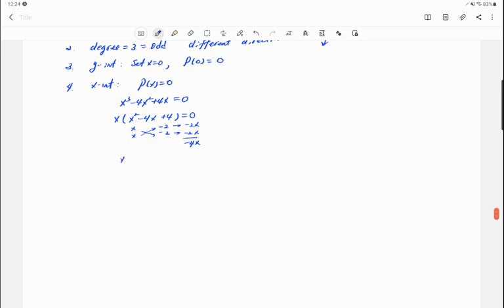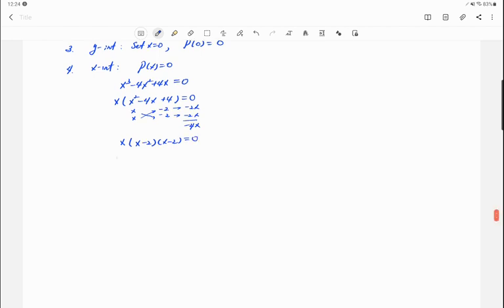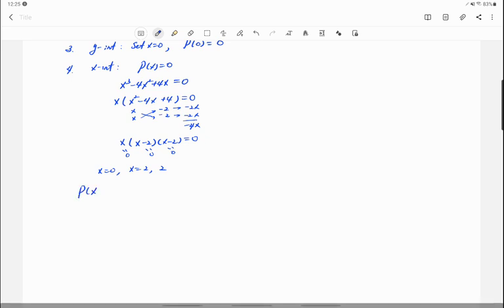If we rewrite it, it will be x times x minus 2 times x minus 2 equals 0. Set each factor equal to 0. So the x-intercepts are x equals 0, x equals 2, and here's another 2. The binomials are the same, so it's a square. If we rewrite it, p of x can be written as x times x minus 2 squared. All right?